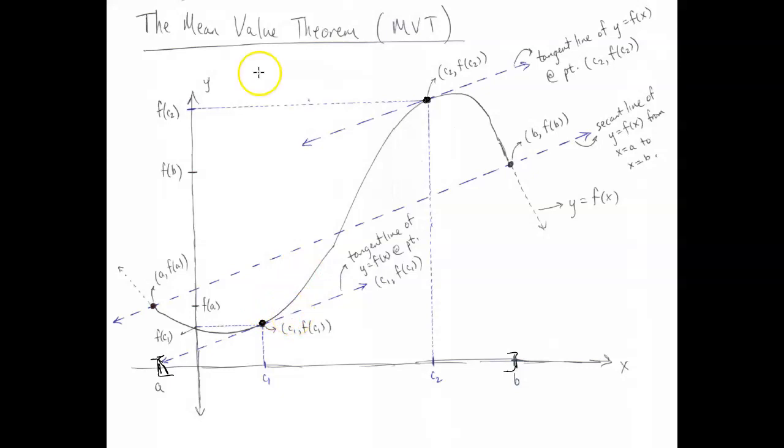Now, what the mean value theorem is essentially trying to figure out is this: if you have some function that is continuous over a closed interval of x values, can you tell me any point or points on the graph of that function in between this interval that have a tangent line whose slope matches the slope of the secant line?